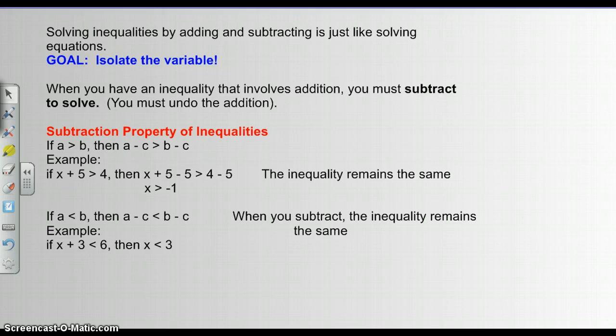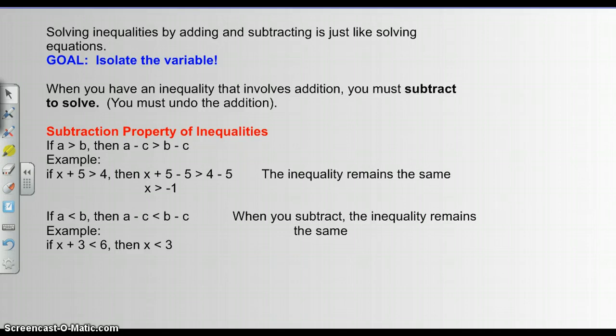It's still exactly the same. Your goal is the same. You must isolate the variable. So when you have an inequality that involves addition, you have to subtract to solve. Because we want that variable by itself, you have to remove that number from the variable side. You have to undo the addition that's there.